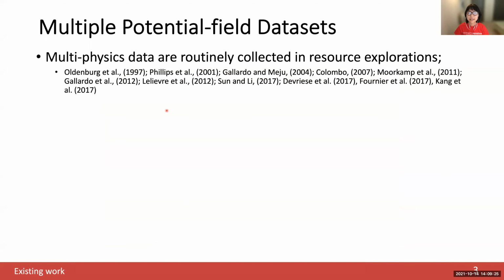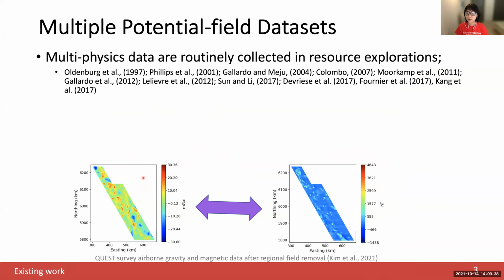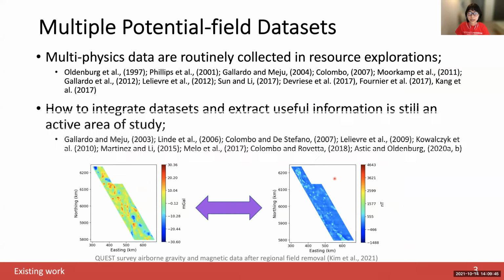As we know, collecting and using multiple potential field datasets to image the subsurface geology has been popular in recent resource explorations. For example, in the regional Quest survey in British Columbia, Canada, there are multiple data types, including the gravity and magnetic data. After getting the datasets, how to effectively integrate them and extract as much useful information from them is still an active area of study. And the UBC group has also contributed a lot of work on integrating multiple potential field datasets.